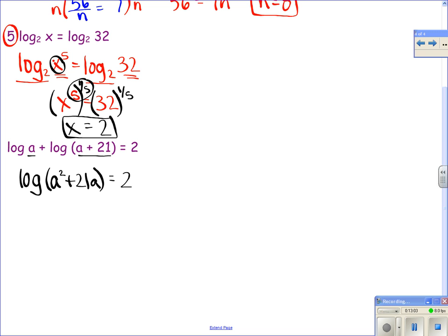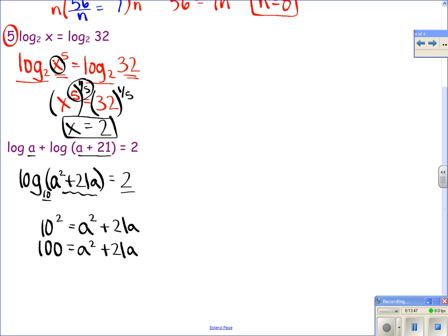But what we can do is change it to exponent form. Okay, right now this is in log form, and when there's no number, remember there's really a 10 there. So we can change this to exponent form. Remember, exponent form takes this number, raised to this number, and sets it equal to whatever is here. So we have 10 to the 2nd equals a squared plus 21a. Well, this is 100. Still, right here we need to figure out solutions.